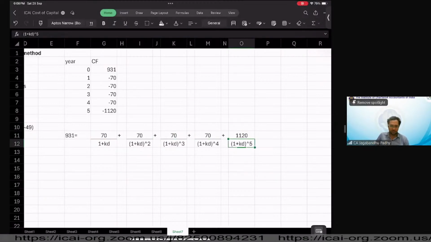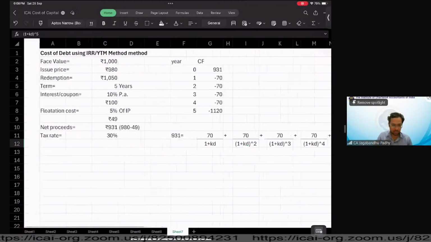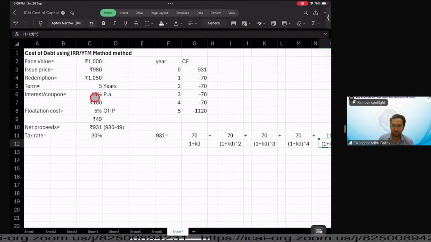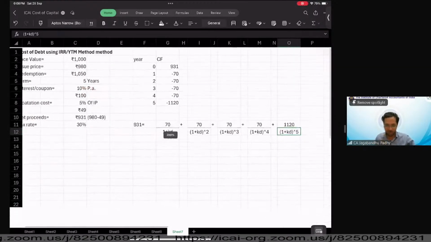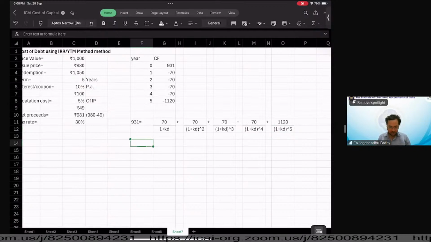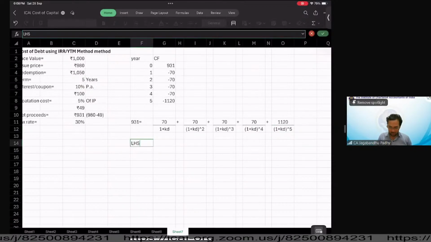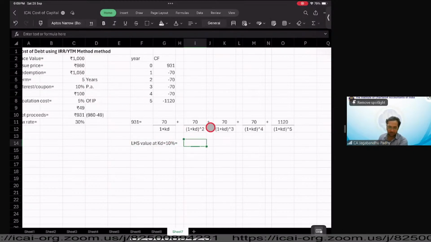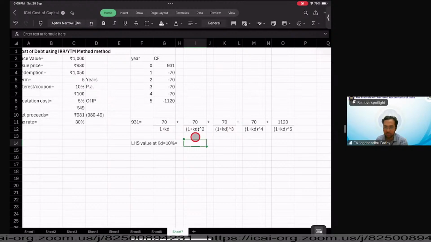Now we need to solve this with a particular value. So let us say the rate of coupon is 10% over here. So we'll assume cost of debt to be 10% and try to get the value of LHS. LHS value at KD equal to 10%. What is the value of LHS, by the way, guys? Can you solve this? Get me the value of LHS.